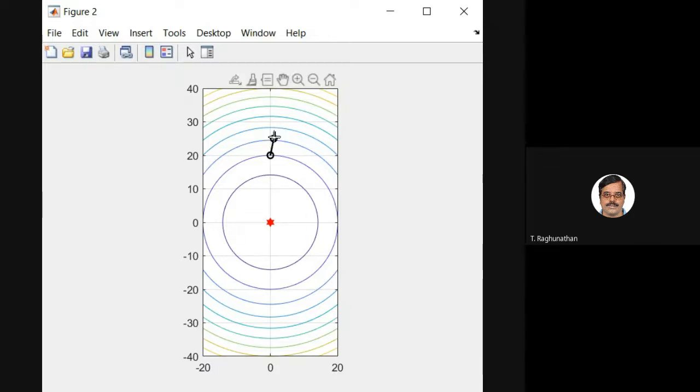I think this is the function f equal to x1 square plus x2 square. My starting point is 1, 25. X coordinate is 1, Y coordinate is 25. So this is GDM, and the fixed step size value I have entered as 0.1. Next, how does it go? You see how it goes. The step that we are taking looks very small, right? See it run. It looks very small.